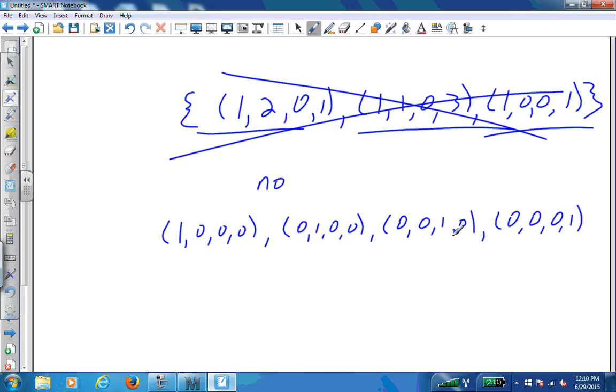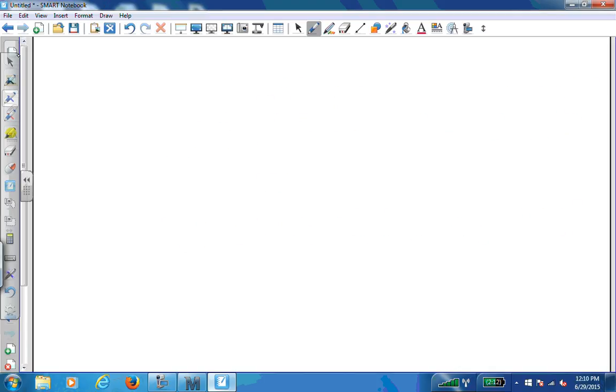Those are the 4 standard vectors, this is the standard basis, that would span R4 and that are linearly independent. Let's look at another example.